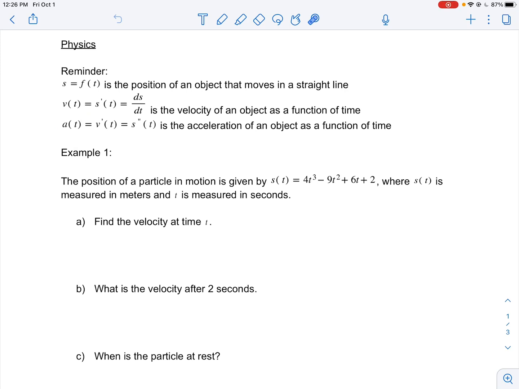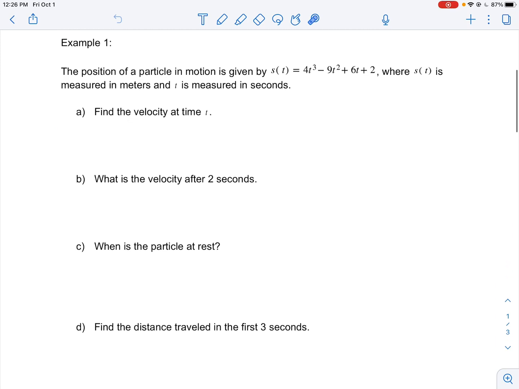So, let's look at an example with this. Notice example 1 here. It says, the position of a particle in motion is given by this position function here, where s of t is measured in meters and t is measured in seconds. We have been asked to find the velocity at time t. If we're asked to find the velocity, that is simply us taking our derivative.